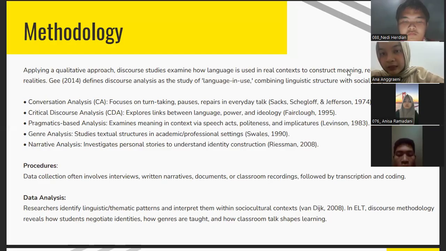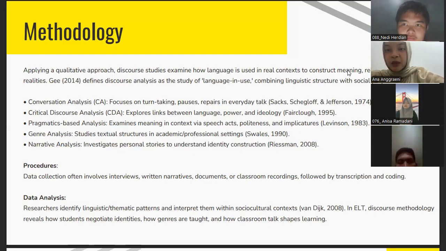Next is about data analysis. Researchers then look for linguistic or thematic patterns and interpret them within a social and cultural context, as cited by Van Dijk, 2008. For example, conversation analysis can show how students take turns in group discussion. Critical discourse analysis can reveal whether the textbook presents cultures neutrally or with bias. Genre analysis can support teaching academic writing, and narrative analysis can help us to understand the students' learning experiences outside the classroom.